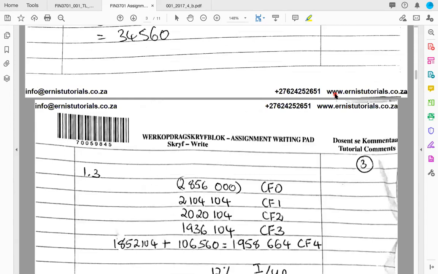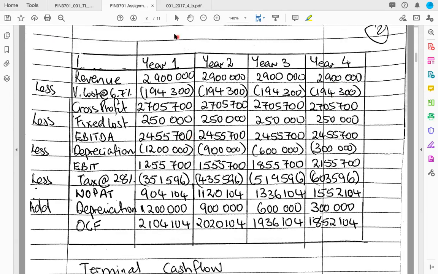So for depreciation, the first year, we simply say 40% of 3 million, and then we get 1.2 million. In the second year, we simply say 30% of 3 million, and we get 900,000. Depreciation in year 3, it's simply 20% of 3 million, we get 600,000. And then in year 4, it's 10% of 3 million, we get 300,000. So those are the depreciation expenses, right?